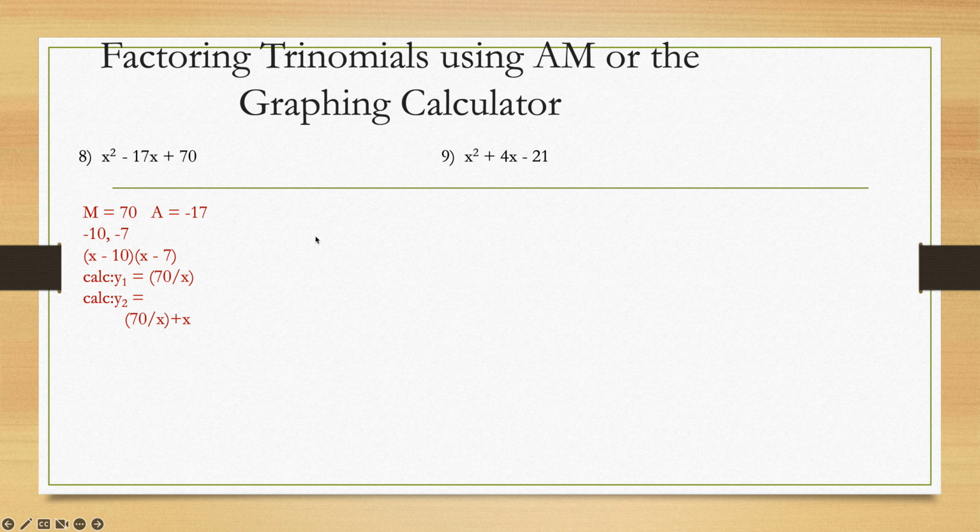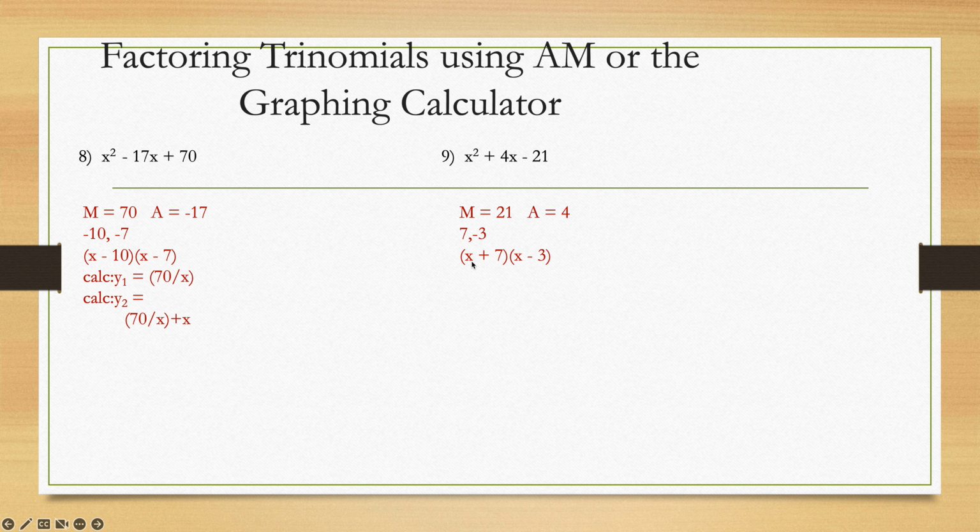Number 9, I need to multiply out to negative 21, add up to 4. 2 numbers that look, I wrote multiply out to 21. It should say negative 21. Sorry about that. I check it out, and I come up with 7 and negative 3. That means I get x plus 7 and x minus 3 as the factors.